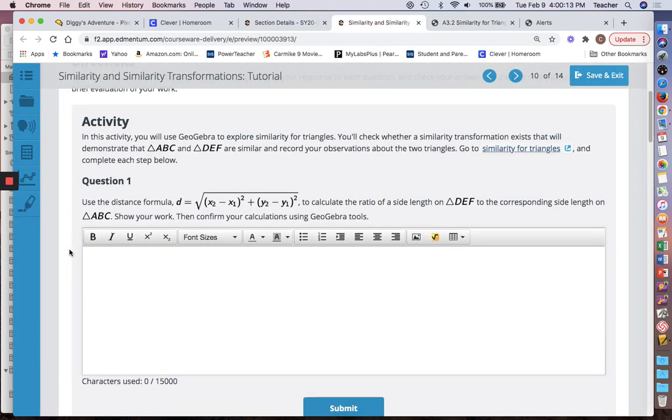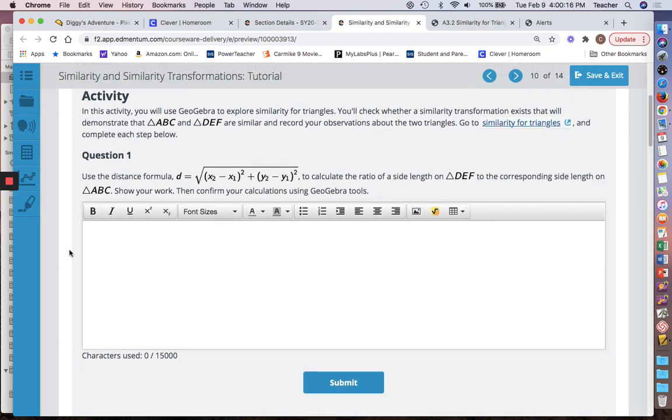All right, so question number 1 says use the distance formula to calculate the ratio of a side length on triangle DEF to the corresponding side length on ABC. Show your work, then confirm your calculations using GeoGebra. So we have to calculate the ratio. I need to find the distance of one side of this triangle, compare it to the same position side of this ABC triangle, and then find the ratio. When I find the ratio, that's going to be the scale factor.